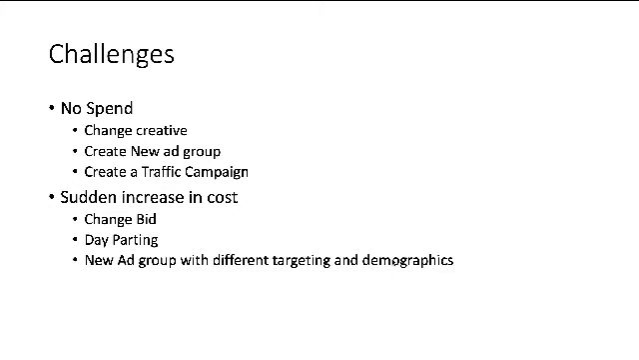Second is find what time of the day your CPMs are the cheapest or your conversion costs are the cheapest, and show your ads only at that time of the day. Third is you create a new ad group with slightly different targeting and demographics.